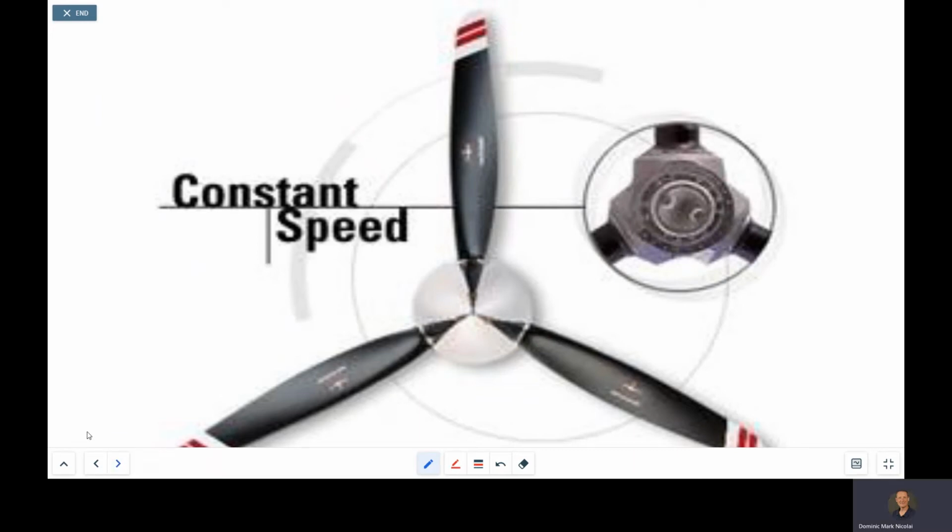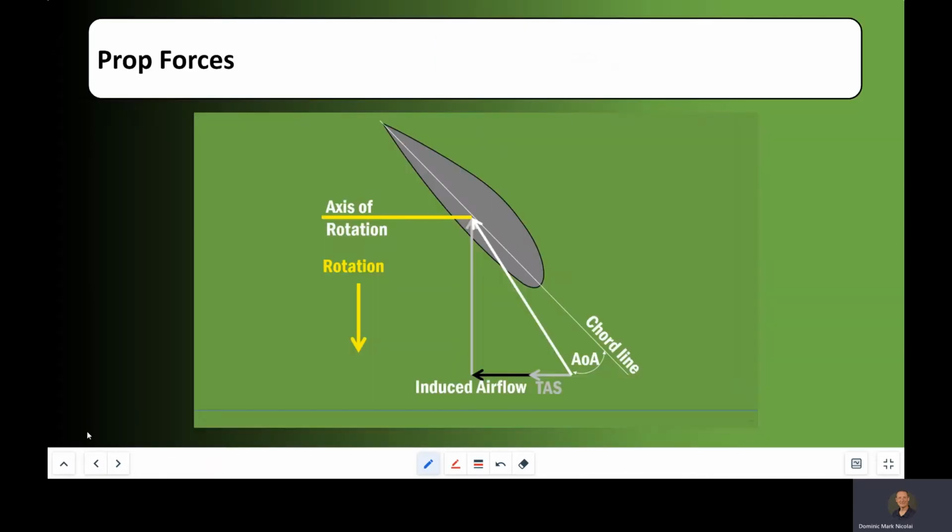All right, moving into constant speed propellers. You've been flying them at Western, been flying them in the Cirrus, whether you realize it or not, you are flying a constant speed propeller. Let's take a peek at some of the forces involved in the propeller.